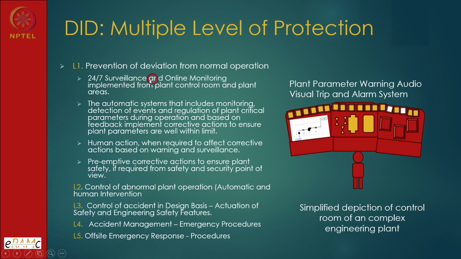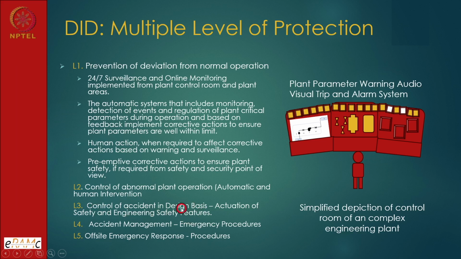But it is quite possible that we are not able to control the deviation, so then comes control of abnormal plant. Now a deviation has occurred. What is the backup system which brings the plant from an abnormal path to a normal path? Those kinds of control actions are also actuated, and then the next level is control of accident. So you see the different levels. First is prevention, second is control, third is accident at design basis condition. That means the plant is built to take care of this kind of scenario.